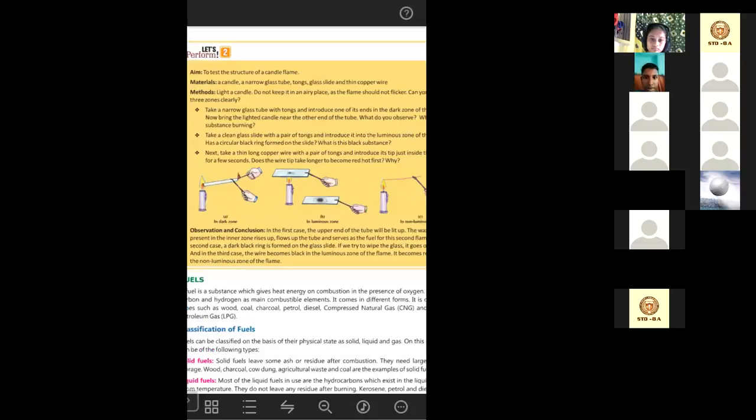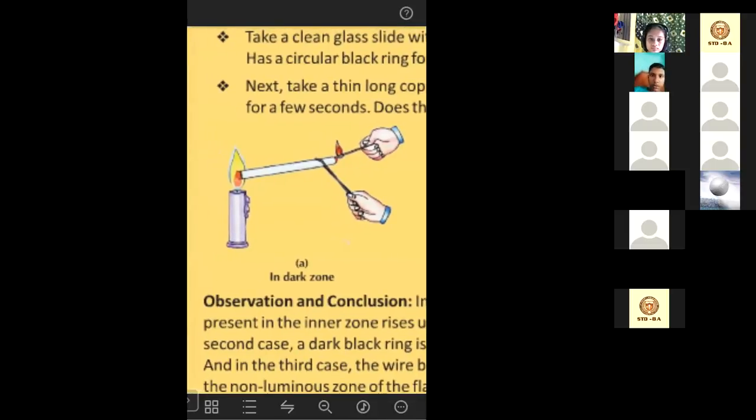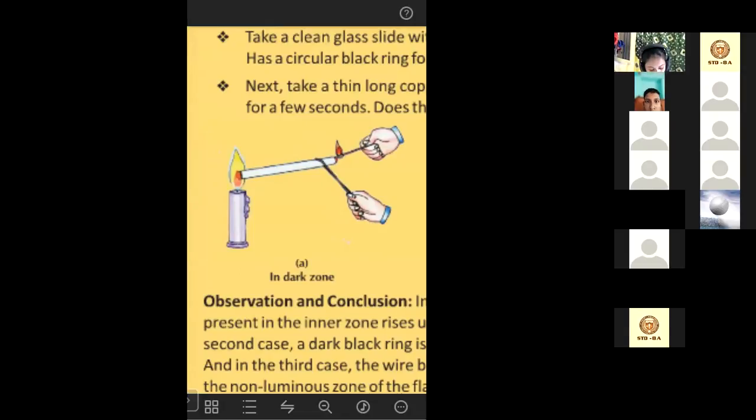The first one, what they have done, they have lighted a candle and held a simple glass tube or glass rod to the center, the innermost part of the candle flame. The innermost part of the candle flame is the dark zone. From there we can get the wax vapor, but that is the least hot part of the flame, right?